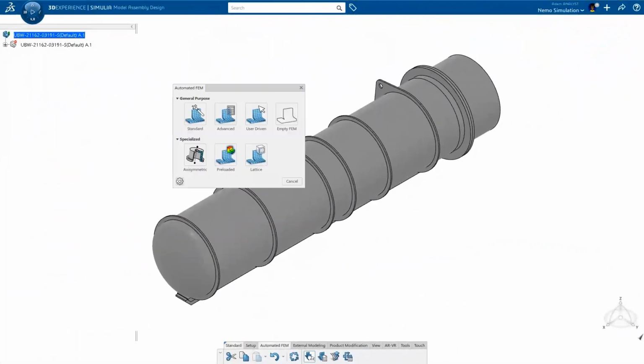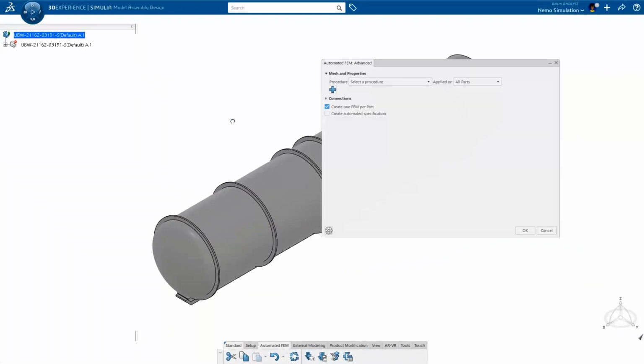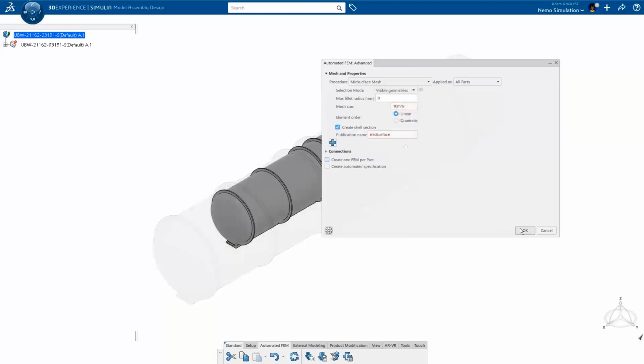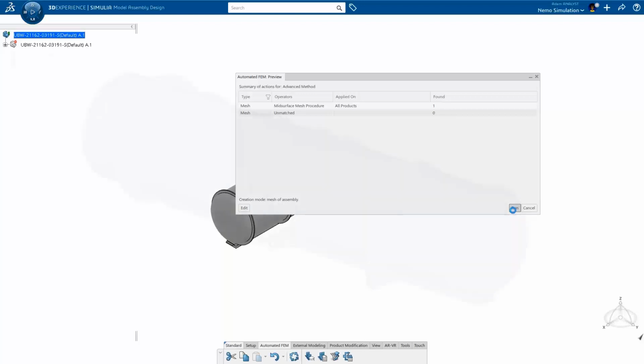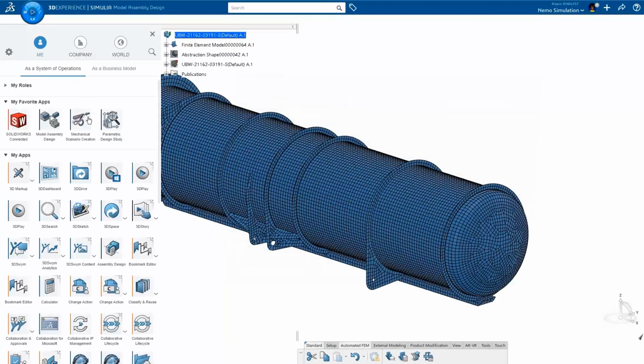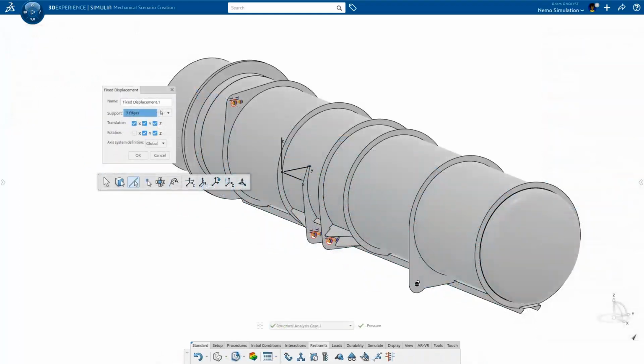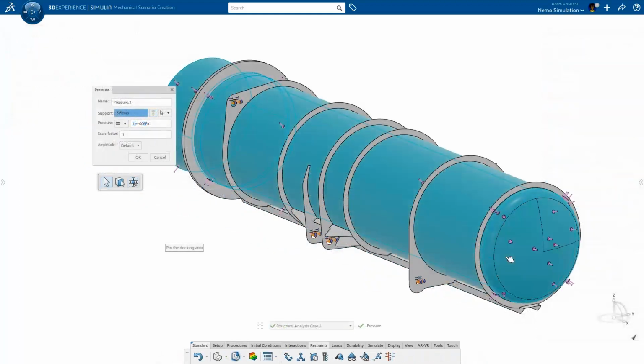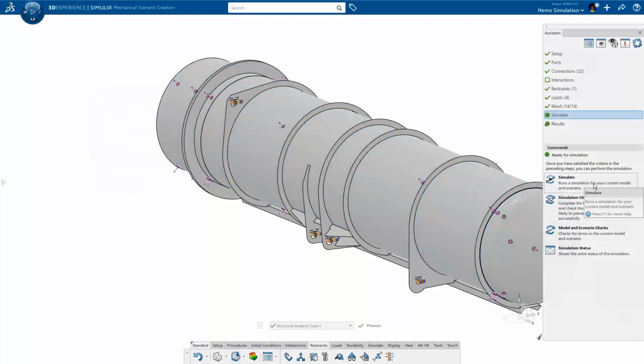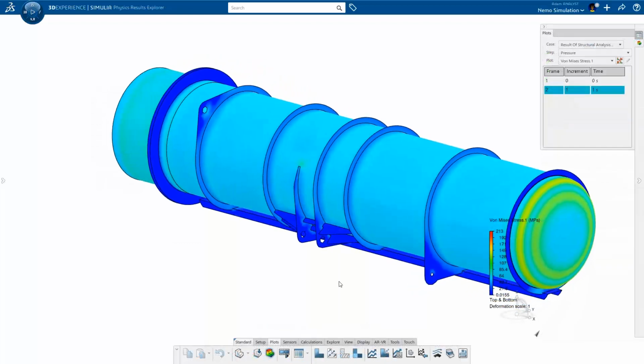First, the mesh is created. The automated FEM recognizes the thin components of the model and creates mid-surfaces and associated shell mesh bodies all in one command. Next, Adam creates a structural scenario that defines the loads and boundary conditions to simulate the maximum design depth rating. At first glance of the results, it is obvious that the structure is over-designed.